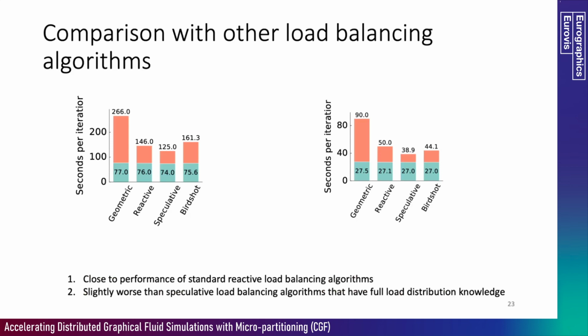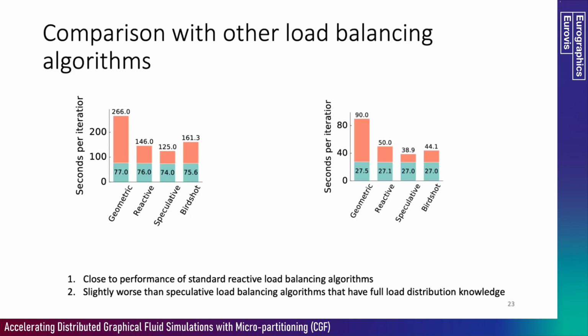Geometric is a static load balancing algorithm that evenly partitions simulation regions to nodes. Reactive is a dynamic load balancing algorithm that uses the ongoing simulation frame to estimate load distribution for the next few frames. It uses the estimation to compute the optimal scheduling policy. The estimation could be wrong, and this hurts performance.